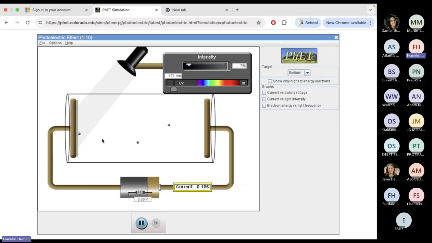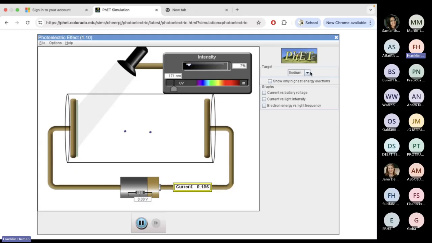And these little dots that you can see coming out of my sodium metal, those little dots, they represent electrons that are emitted from the surface of the metal. Right. So what do we know? When light of a specific frequency, and in this case, the wavelength of this light is 171 nanometers, and if you change that to meters, you can then also calculate what the frequency of that light is. And that specific frequency of light will emit these electrons from the surface of the metal.